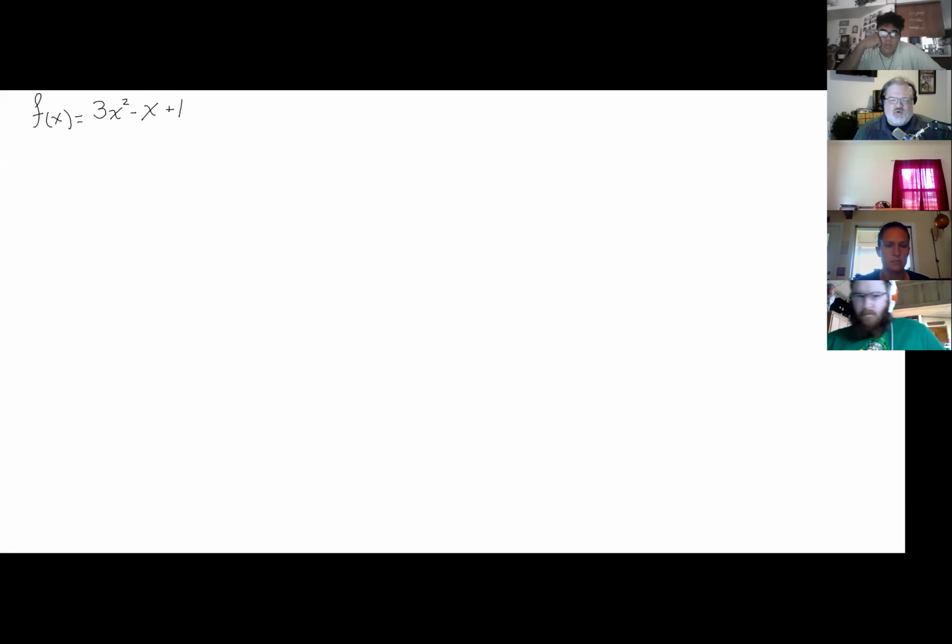We call this a quadratic because it's a second degree polynomial. It's got that x squared. And we can certainly evaluate this function at different places. We could say find f at -5.